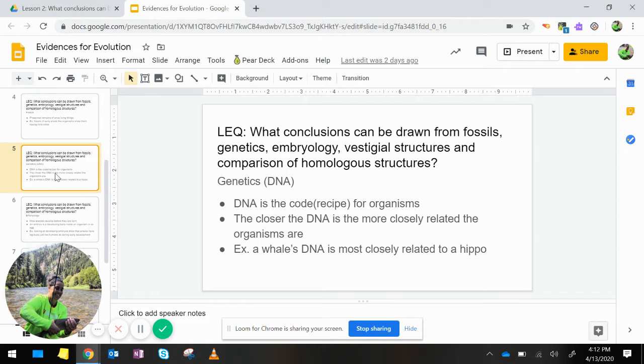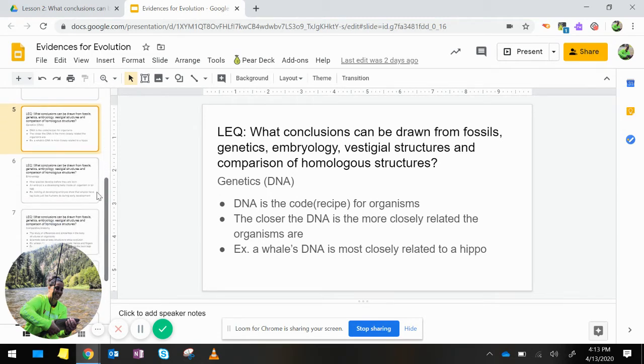So people that are related, their DNA is going to be more closely matched than somebody that is not biologically related to that person. The example that you're going to be seeing a little bit later on in a video is about a whale's DNA, and a whale's DNA is most closely related actually to a hippo.